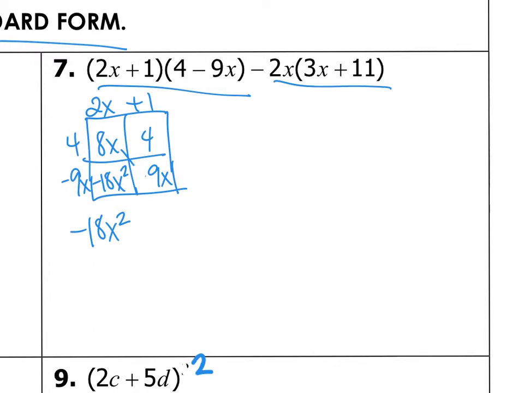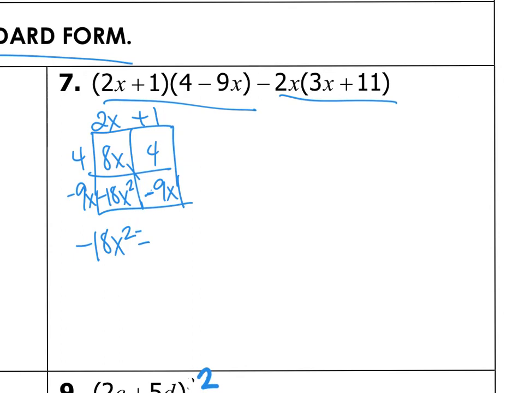I got a little happy with my drawing there. 8x minus 9x gives me negative 1x, and then I have 4. So I have negative 18x squared minus x plus 4. Okay, now I'm going to distribute over here. So I've got negative 2x times 3x gives me negative 6x squared. Negative 2x times 11 gives me negative 22.